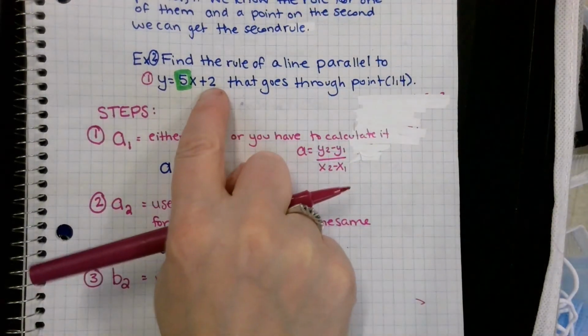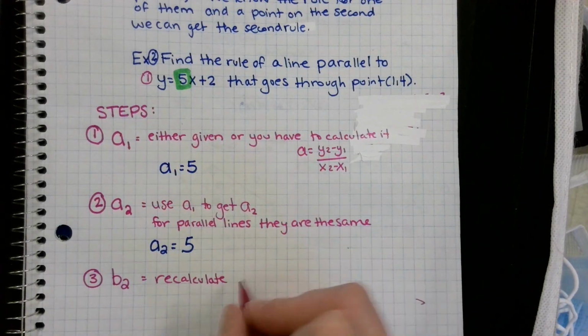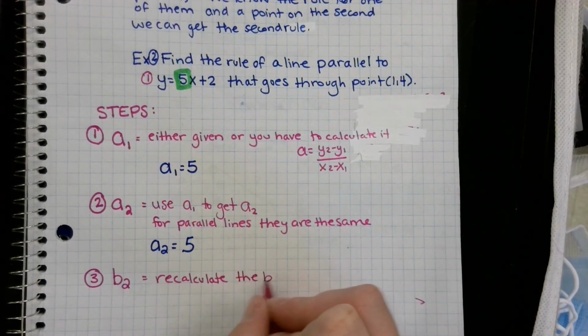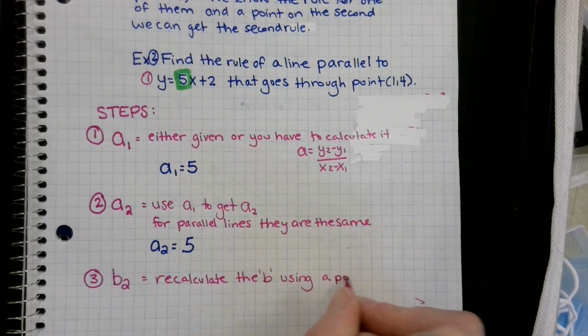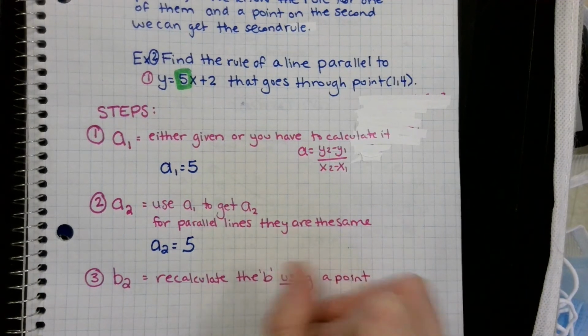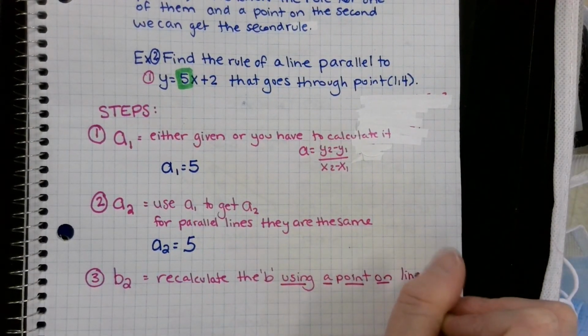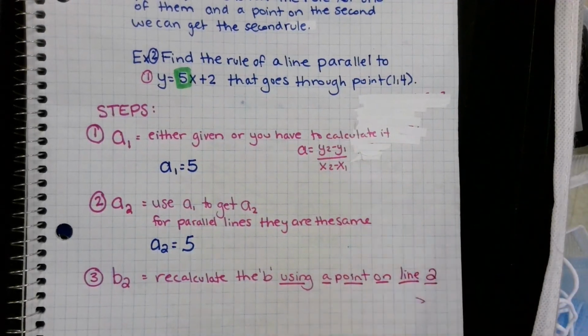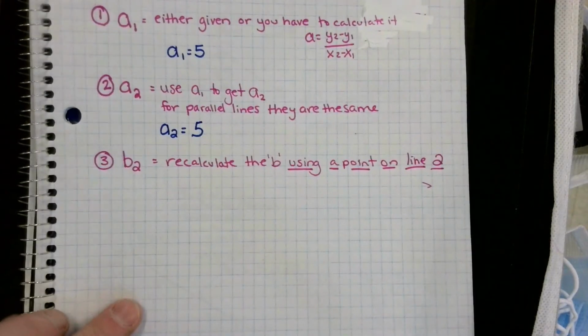You can't just take this 2, because it may not be 2. It may not be coincident. It may not be the same line. It could be different. So you always have to recalculate the B. This is important. Because that doesn't always happen. You get some marks off, you still get part marks.